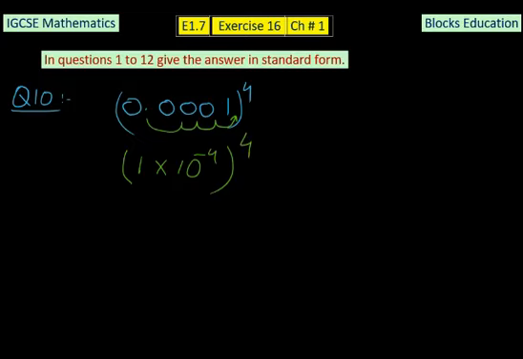Now we got two numbers, 1 and 10, they will share the power 4 each. So 1 raised to power 4 remains 1, and 10 raised to power minus 4 raised to power 4 is minus 16. So this is the standard form.